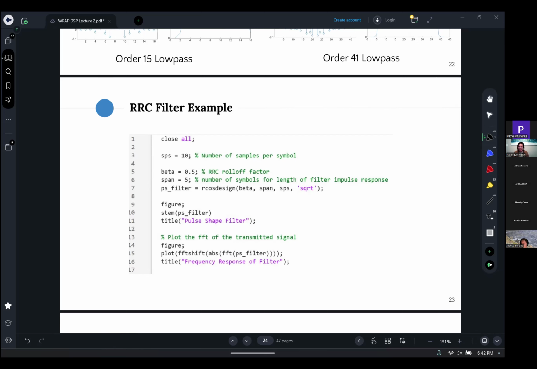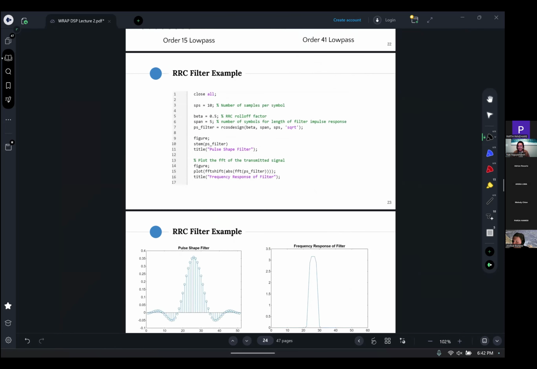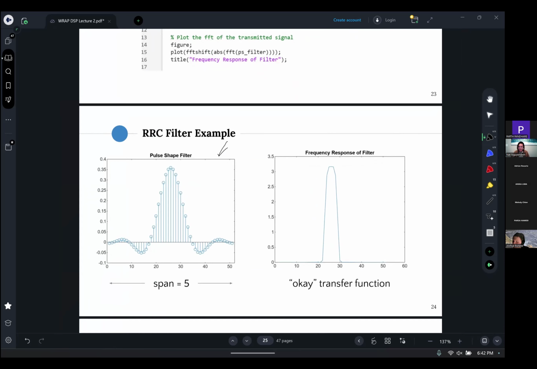The next one that you can play with is the span. That's what I want to bring attention to right now, because this span, if you multiply it by SPS, which is the samples per symbol, is going to give you the order of the FIR filter that this function generates. So here, if I have a span of 5 and an SPS of 10, that gives me this pulse shape filter, which we then convolve with our signal that we were about to transmit. And you can see this actually has 50 points. That's just because of the math that I explained earlier.